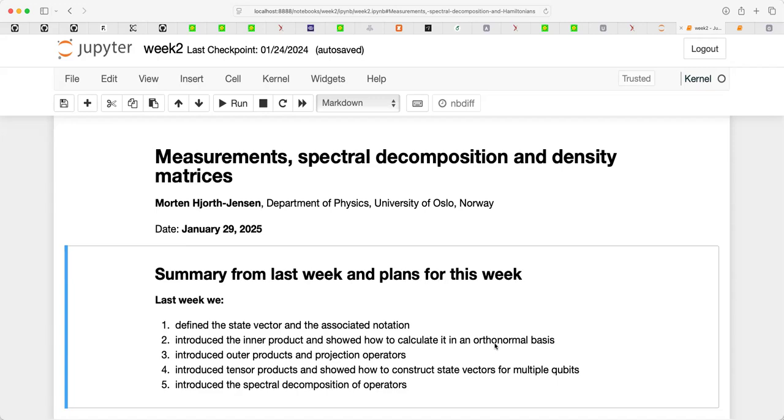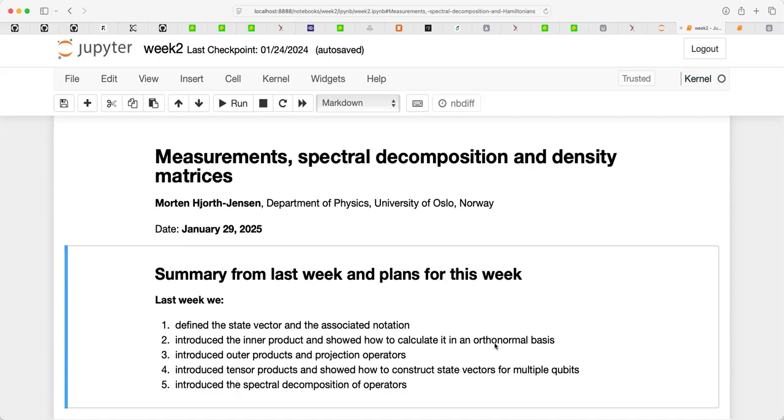This leads immediately to density matrices, and we are going to reuse the spectral decomposition which we went through last week. But I wanted to go back with some of the technicalities so that we have everybody on board. And you can see that we are going to repeat a little bit about state vectors, the tensor products, projection operators, and remind you quickly about the spectral decomposition.